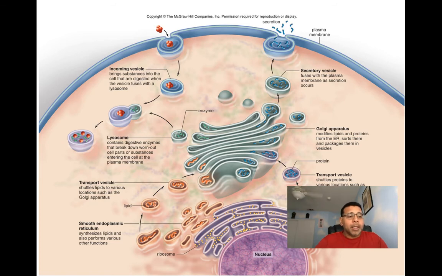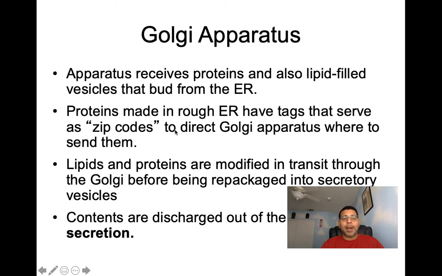Proteins and lipids are modified here, and they are packaged into secretory vesicles, which proceed to the plasma membrane to discharge their contents, or can even stay inside the cell if the contents are meant for the inside of the cell. So that's the Golgi apparatus.